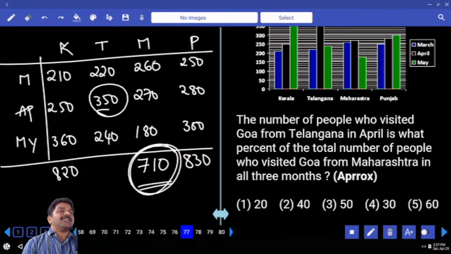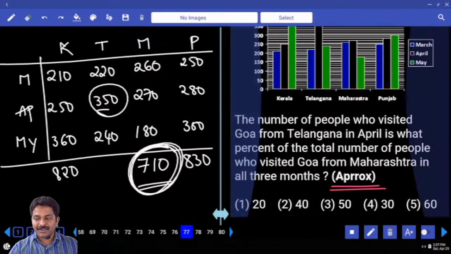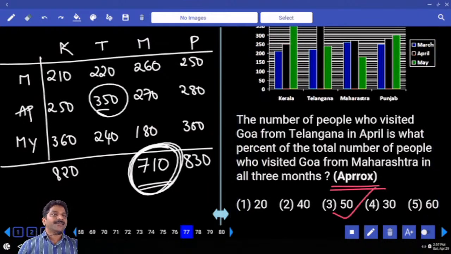Is that more than 50% or less than 50%? Less than 50%. What was 50% of the denominator we got? 355. Our number is less than 355. So the answer must be less than 50%, but very close to that. Correct. Anyway, the question is about approximation, and the answer should actually be 49 something. Since it is approximate, we can take 50. Okay?